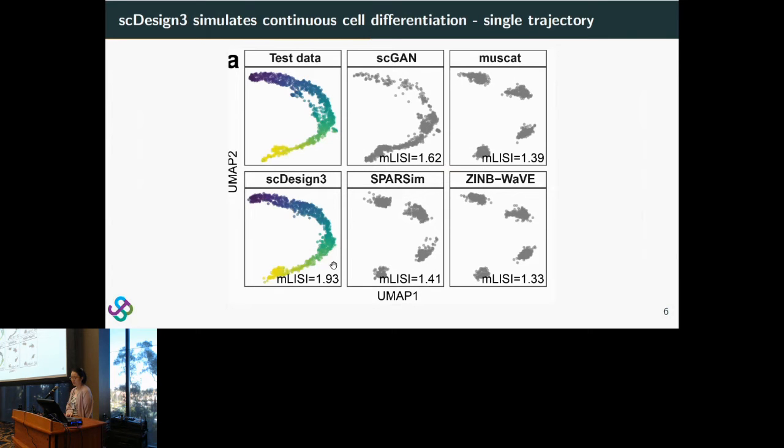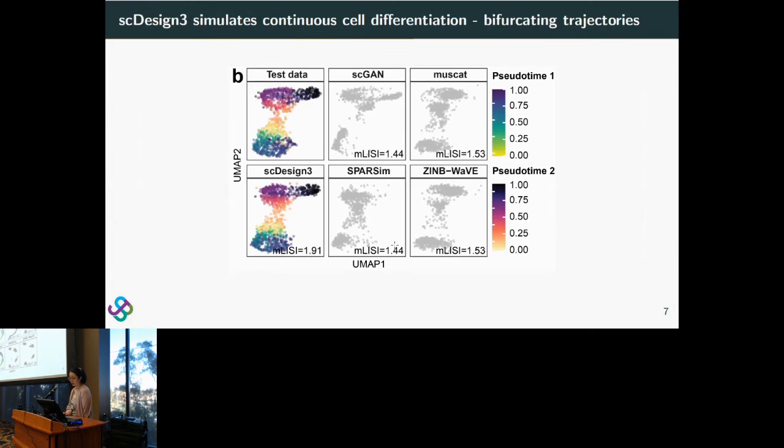And then we also have the quantitative values on this MLISI, which is the local inverse Simpson's index, which reflects how well this simulated data mixed with this real data here, which takes value between 1 and 2. The closer the value to 2 means a better performance. So from the quantitative perspective, our simulator also has a better performance compared with the other simulators. And this is a single trajectory case.